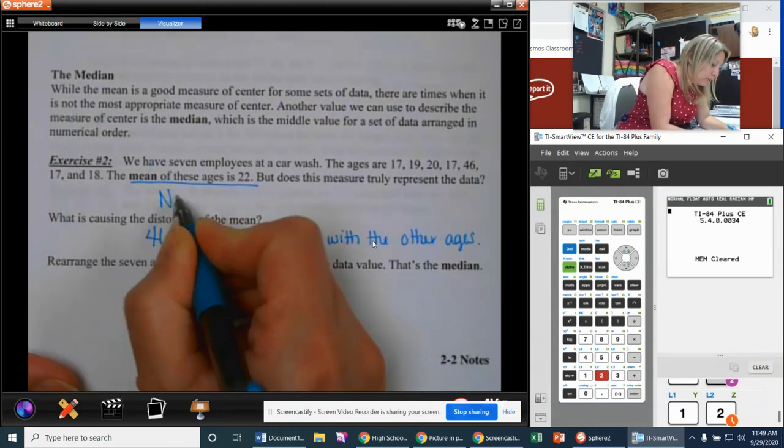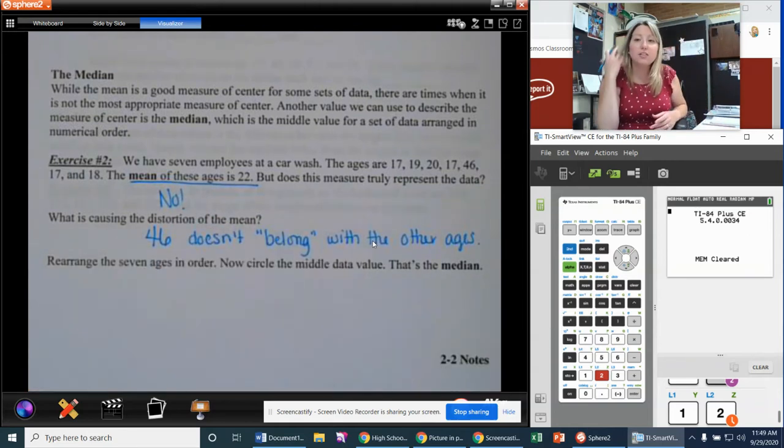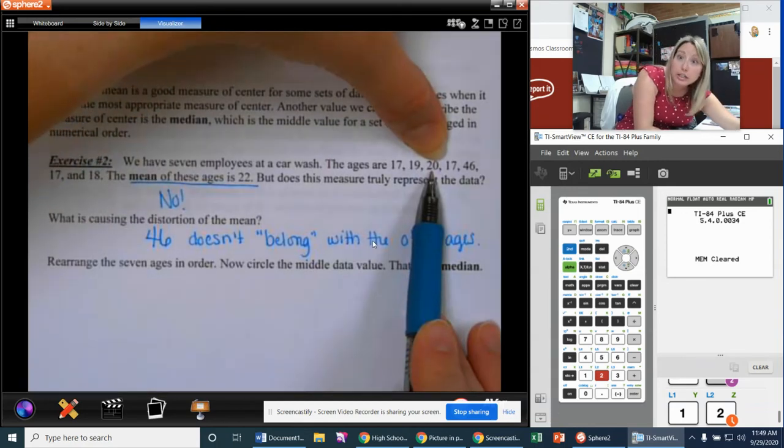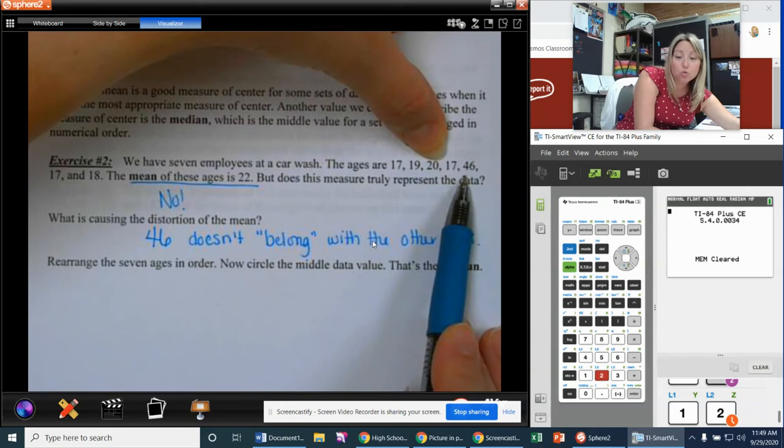Now, notice it did for test scores. It doesn't for these ages. There is no one who's 22 that works at this car wash. Okay, and 22, by the way, is 2 years older than the next highest of the first 6 out of 7 data values. This 46 really throws the data.